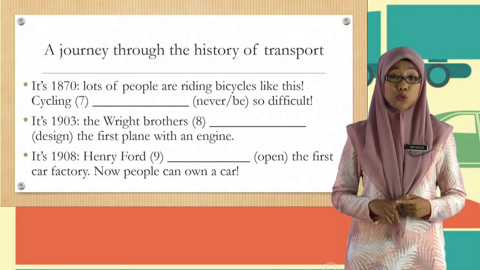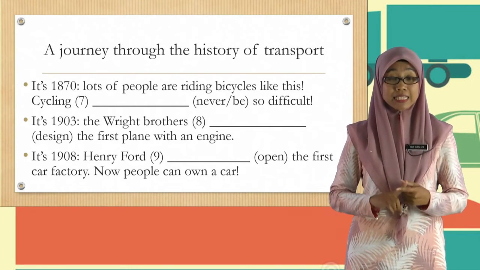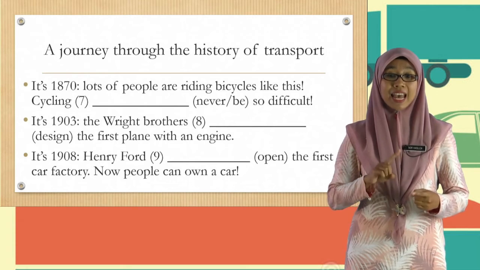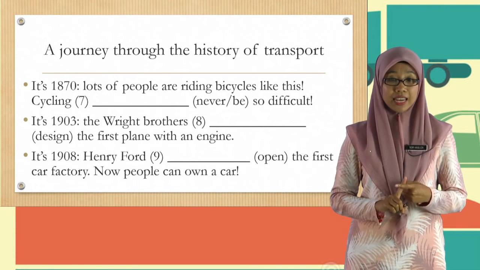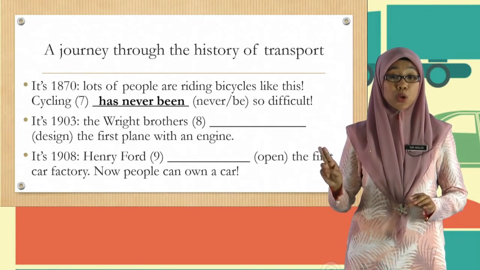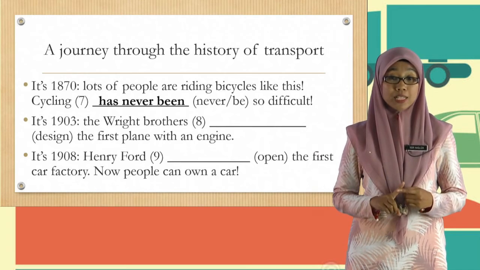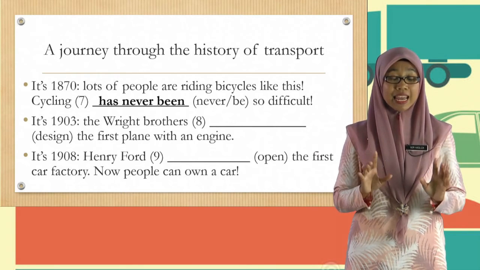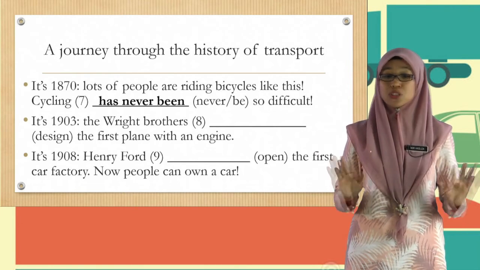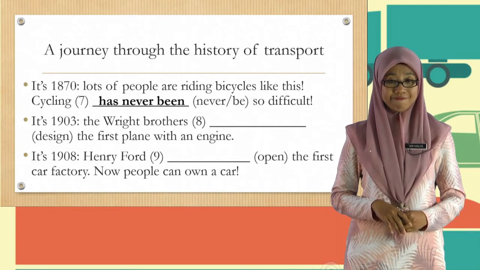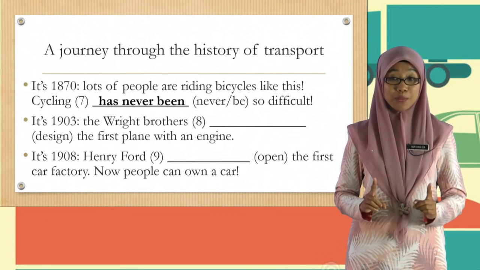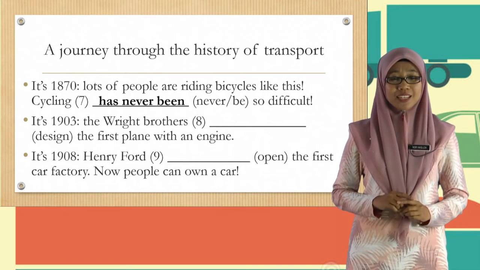So it's a singular subject. Cycling is singular. So we have to use has. Okay, has never, and then been, we have to change to past participle. Okay, cycling has never been so difficult. Okay, are you still with me? Let's continue.